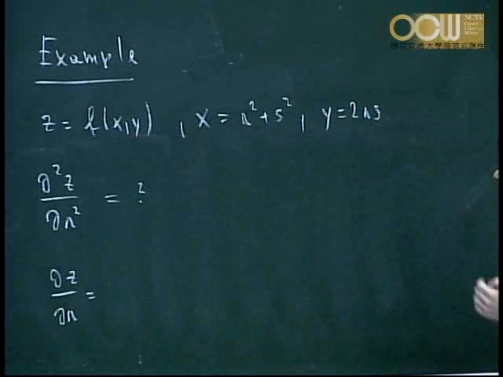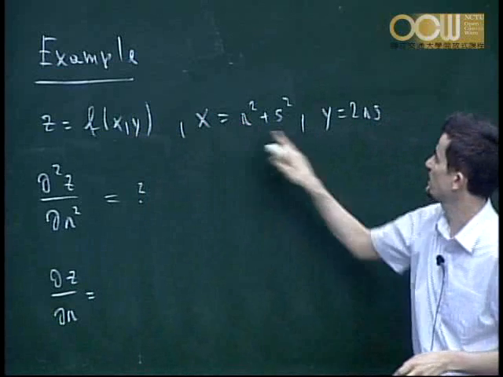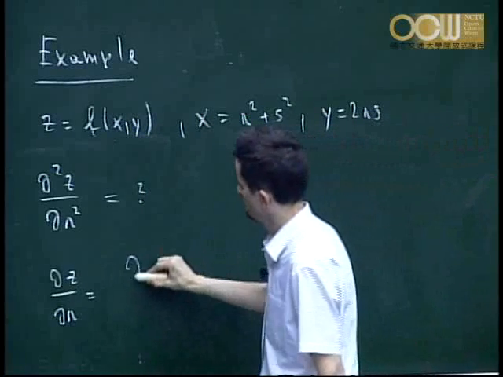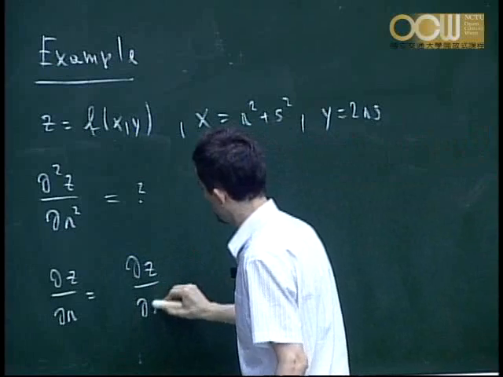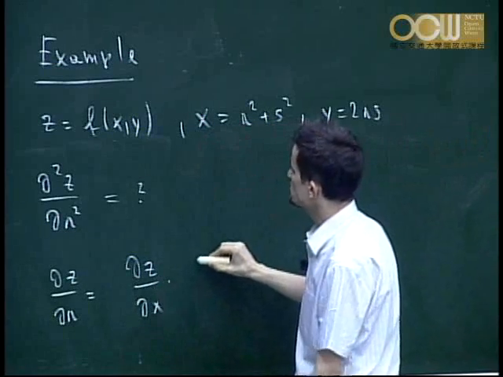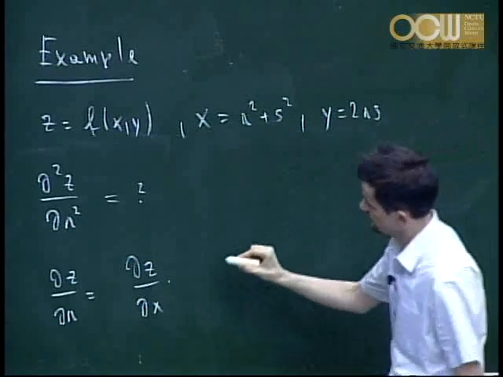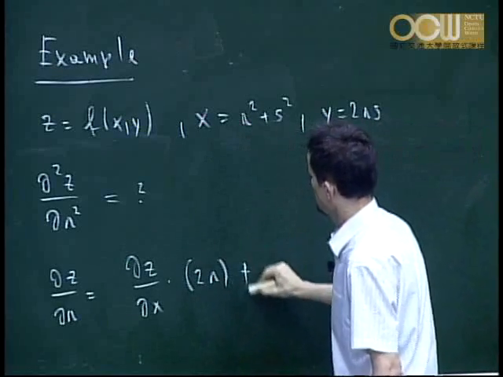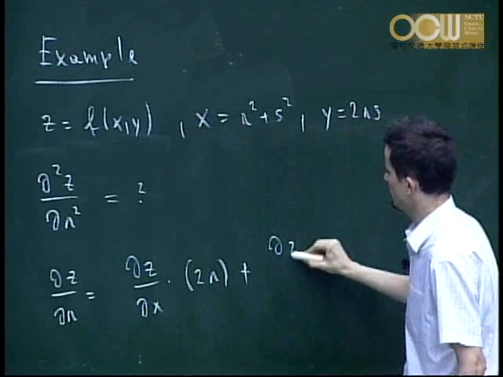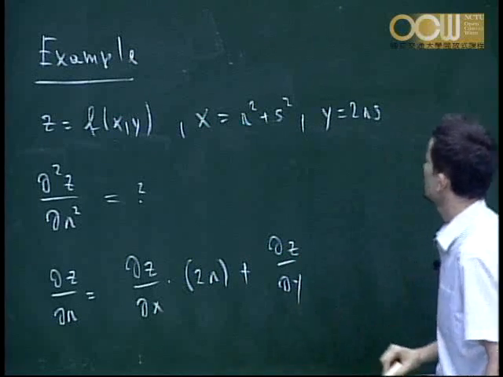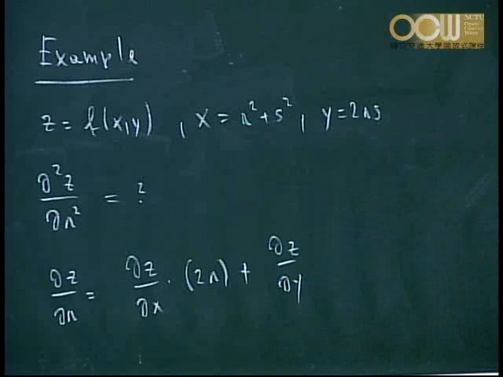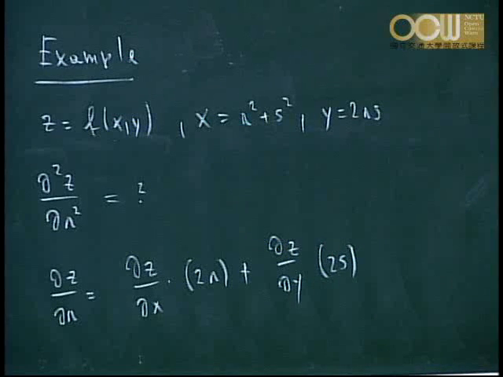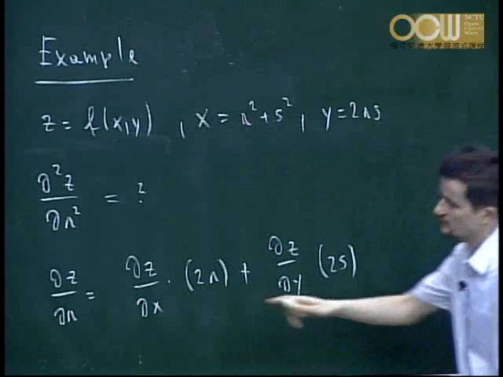By the chain rule, we see the intermediate variables are x and y. So we have a term for every intermediate variable. We take the partial derivative of z with respect to x times the partial derivative of x with respect to r, which is 2r, plus the partial derivative of z with respect to y times the partial derivative of y with respect to r, which is 2s. Okay, and then we take the derivative of this one here.